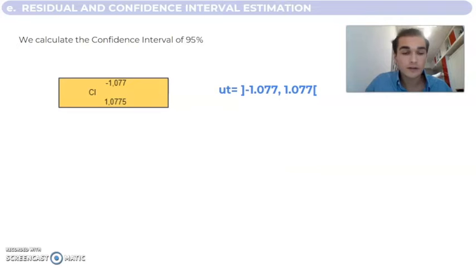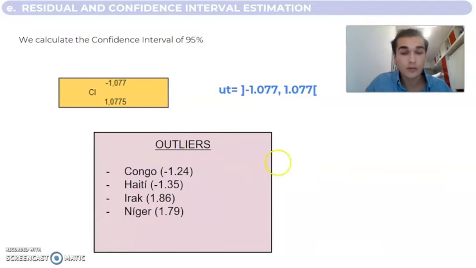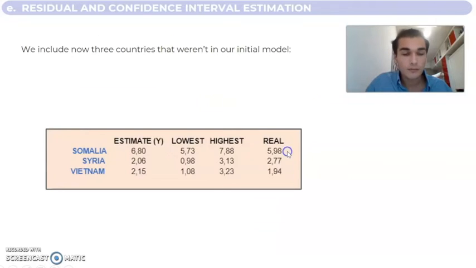Secondly, we have calculated the confidence interval. There are 4 residuals that don't fit in the interval. We call these countries outliers. Moreover, we have done the same procedure with 3 countries that were not represented in the model: Somalia, Syria, and Vietnam. We have calculated the lowest and highest values by subtracting and adding the confidence interval to the estimate, and we see that the real values fit between these values.